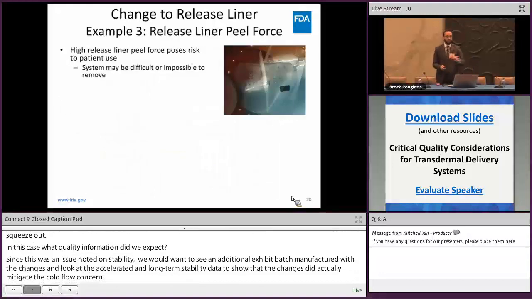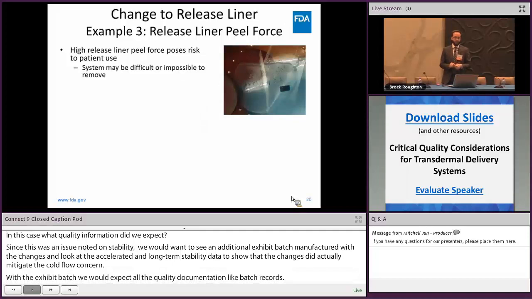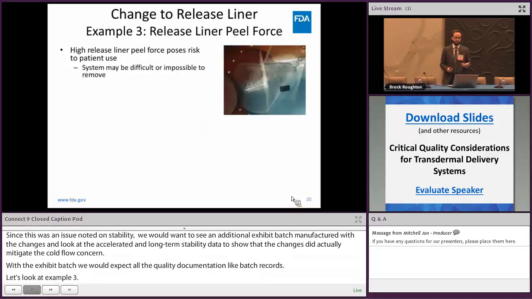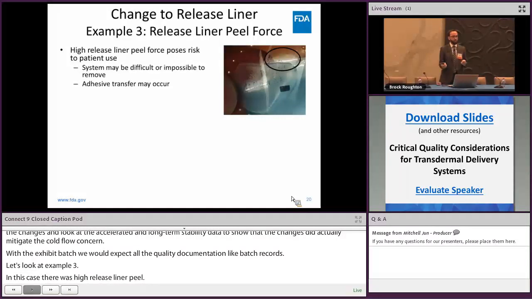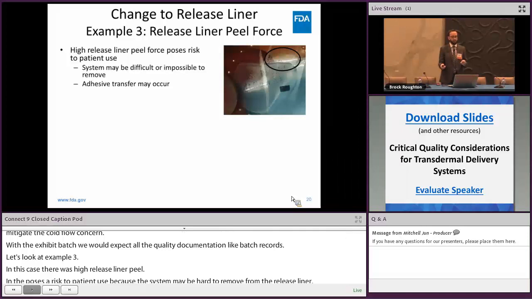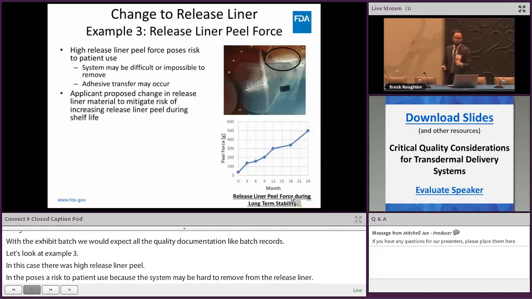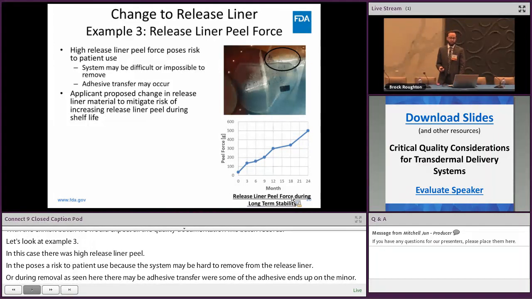In this case, there was high release liner peel. And that poses a risk to patient use because the system may be hard to remove from the release liner, or during removal, as is seen here, there may be adhesive transfer, where some of the adhesive ends up on the release liner. So in this case, the applicant saw this increasing trend of release liner peel force during stability, and they proposed changing the release liner to a new material to address this.